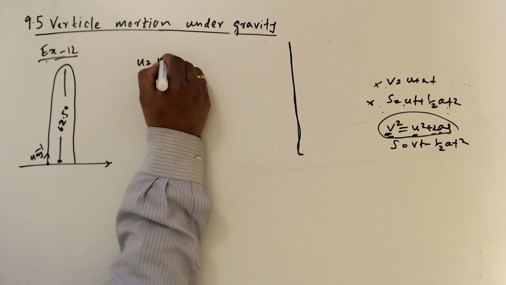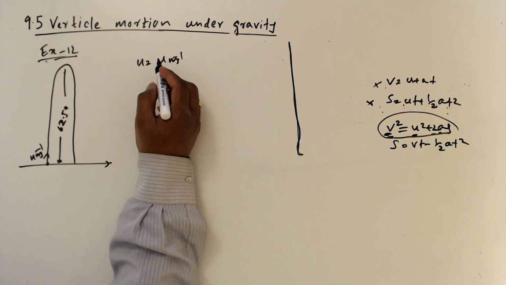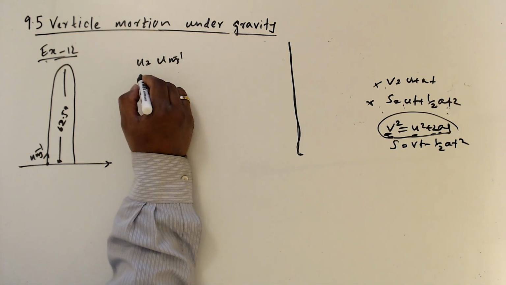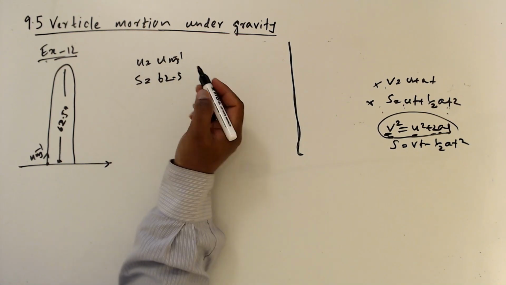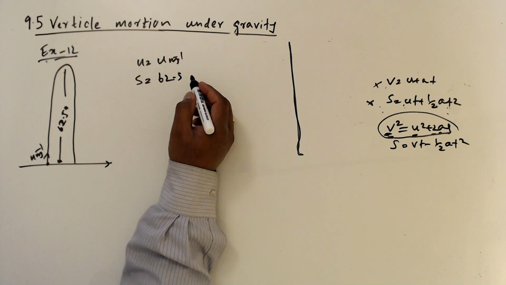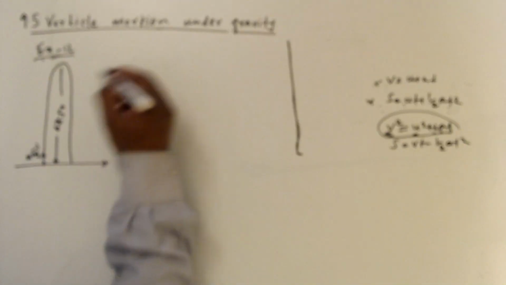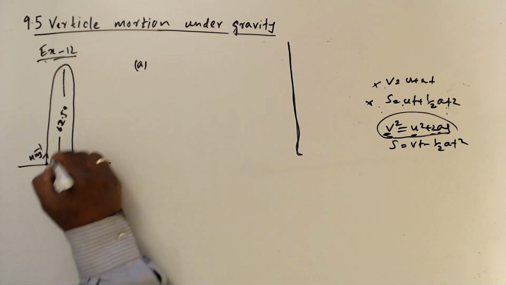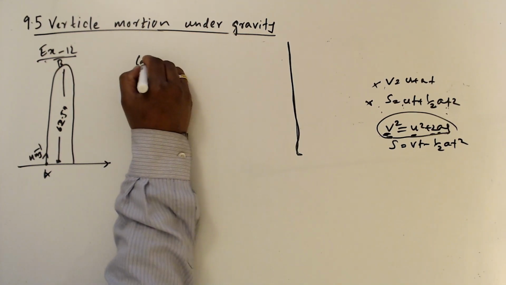Now u is actually u, and s is 62.5. It depends on the journey you select. The first question is to find the value of u. So then we have to consider, let's say this is AB. So consider the AB journey.